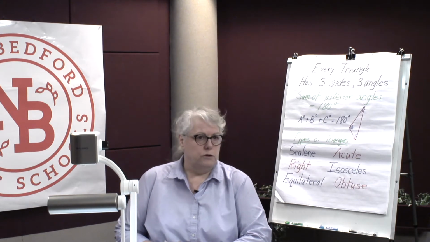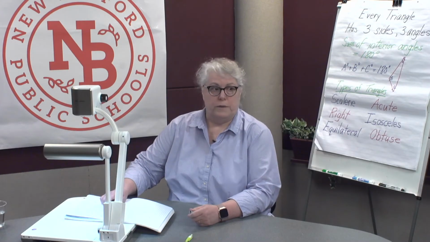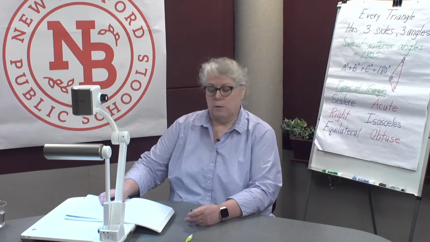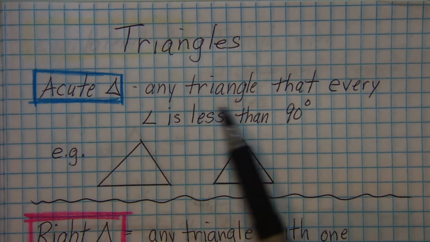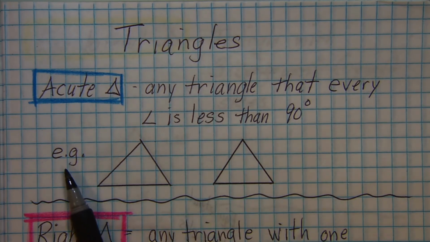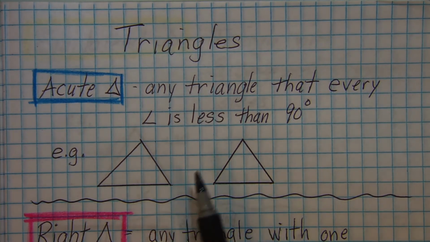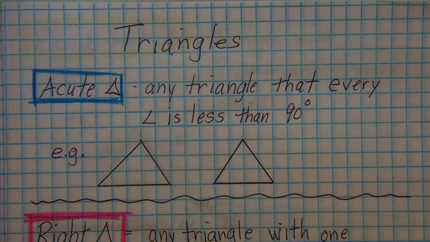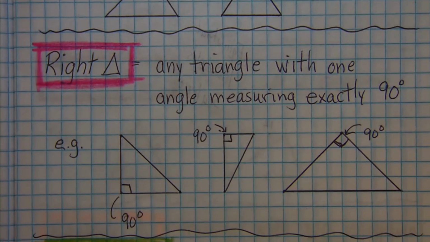All right, in my journal and on the Elmo, I have my math journal from class, so this isn't anything unusual to anybody. We have the whole triangles, and we're going to start with the acute triangle. Let's look at the Elmo. An acute triangle is any triangle where every angle is less than 90 degrees. EG stands for example given. These are 2 different triangles. Each of them is an acute triangle because no angle is greater than 90 degrees. That's an acute triangle.